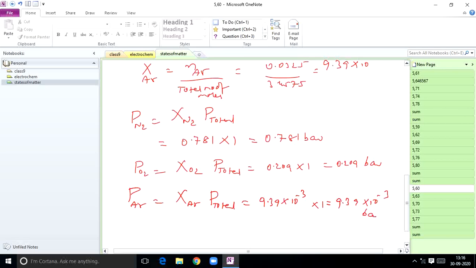So this is about mole fraction. What is the partial pressure of each component? He has asked, and we have calculated the partial pressure of nitrogen, oxygen and argon. Very important model, but easy-going calculations they are going to ask in objective bits. Okay students, next, very important model.